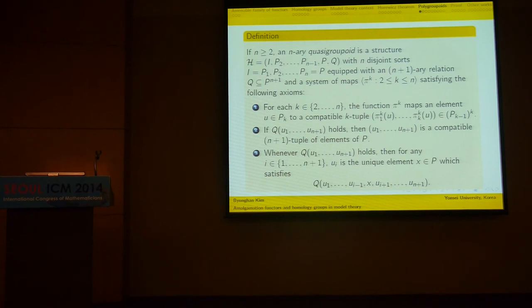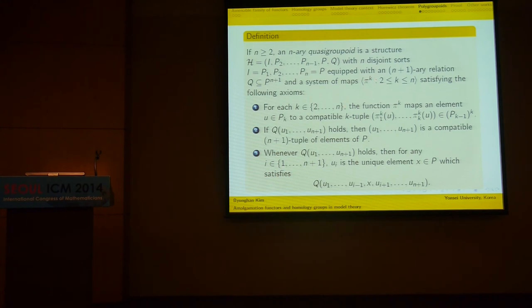Here I is just a collection, a set of objects. P2 is the morphisms between distinct two objects. P3 is the morphisms on the fiber above distinct three objects. And P sub n, or sometimes just written P, is the morphisms on the fiber of distinct n objects of I. And Q, as you can imagine, is the composite of morphisms. But in higher dimensions it is no longer a function, it's just a relation.